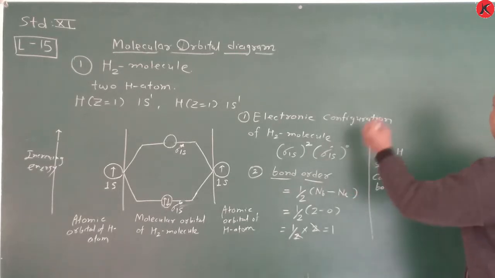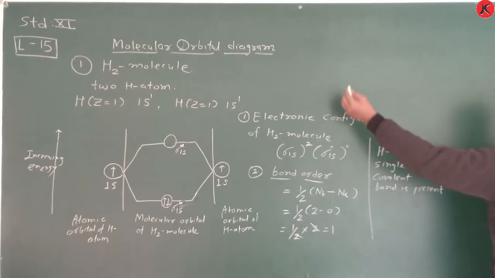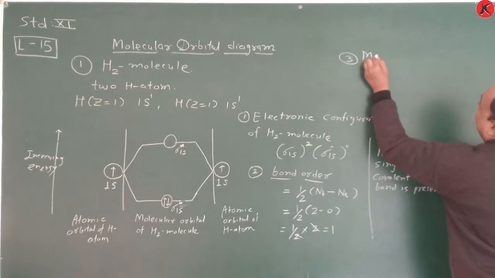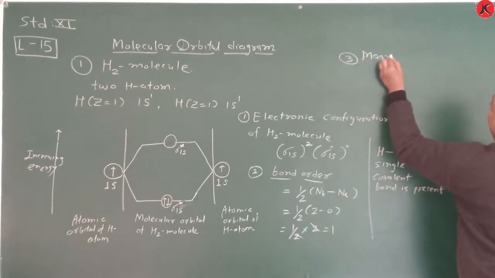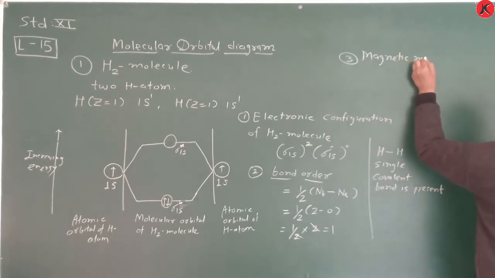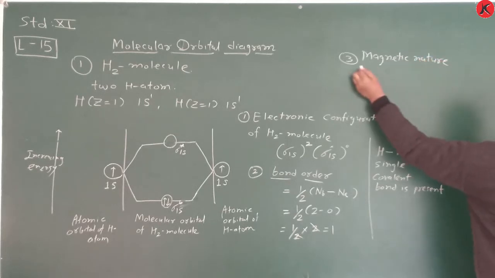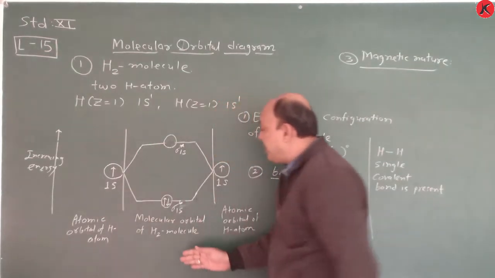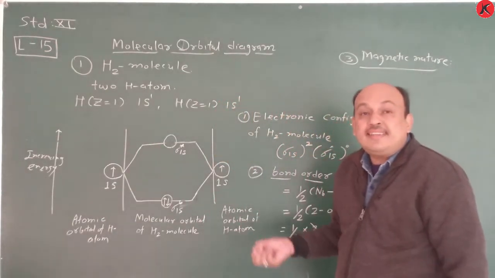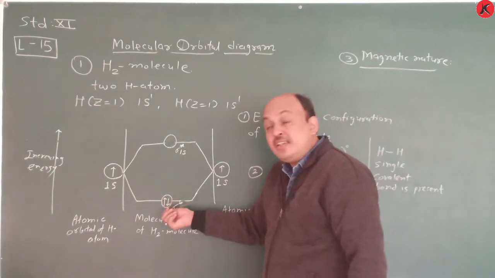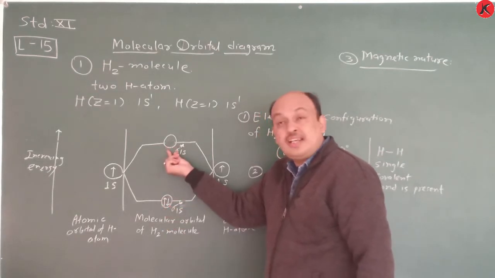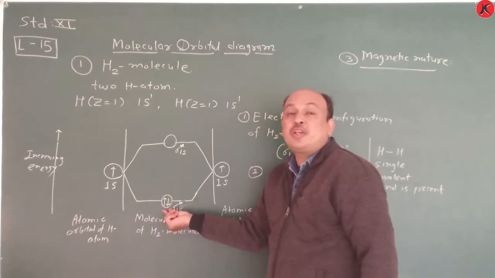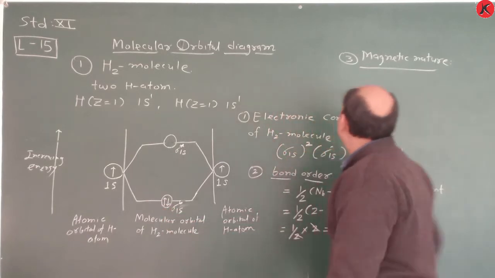Okay, third, you have to write here magnetic properties, or say magnetic nature. This is very easy to identify. Just see here in the molecular orbital of the H2 molecule, is any single electron present? No. Here 2 electrons are there, and here no electron is there. Therefore, 2 electrons are there. That's why this particular H2 molecule is diamagnetic.